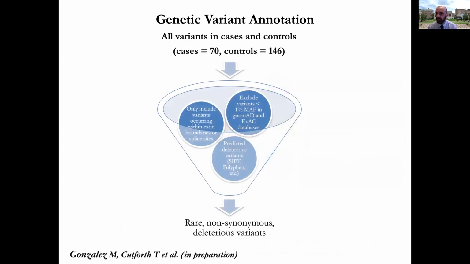And then once you identify these genetic variants, you use a lot of software approaches to filter out and identify variants that occur at rare frequency throughout the whole population, and then identify rare, non-synonymous, deleterious variants.